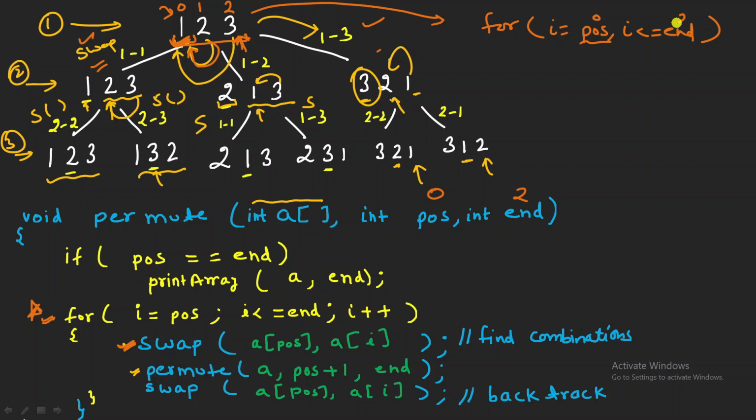So end is 2. For 0 it will go, for 1 it will go, and for the second position also it will go. This way. So that's why I'm using a for loop. I have to do it again and again.